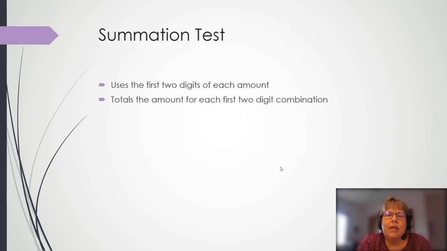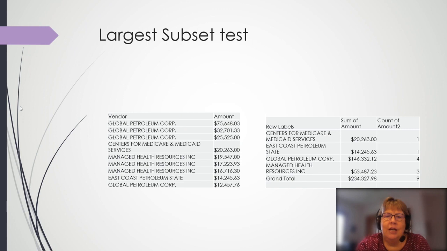All right, so the summation test, the first thing you do for each line item is you find the first 2 digits of each amount. We've already done that with the Benford analysis. Rather than this time getting the counts for each of those, you're going to total the amount. So for every 2-digit combination, you're going to try to find the amount.